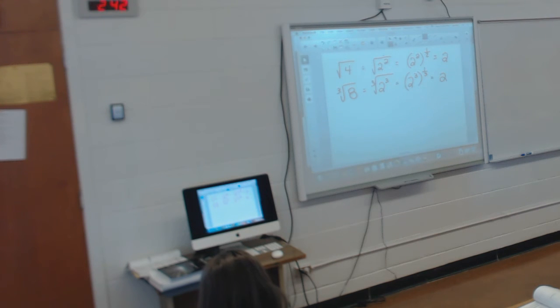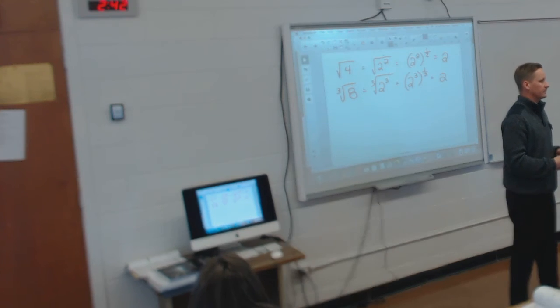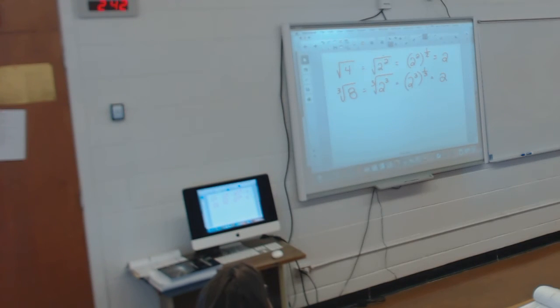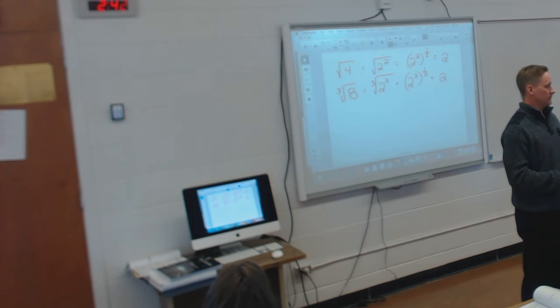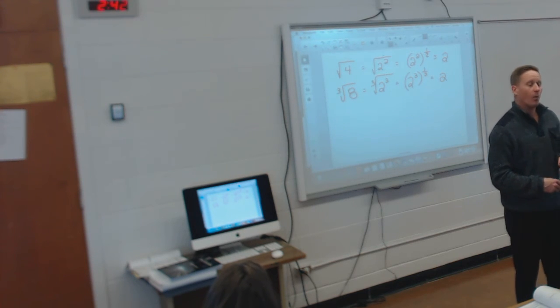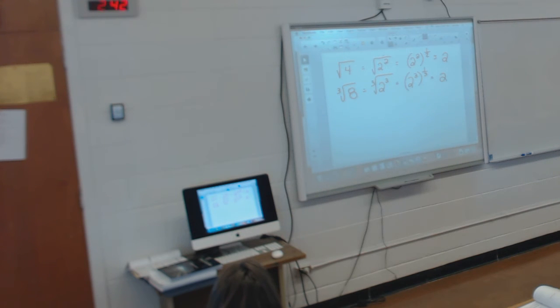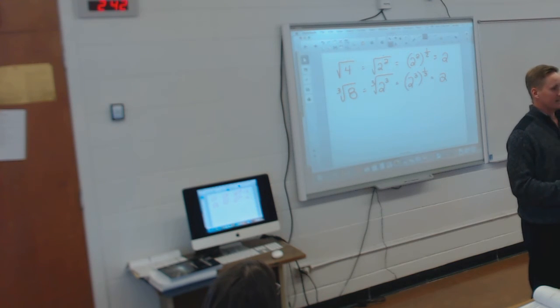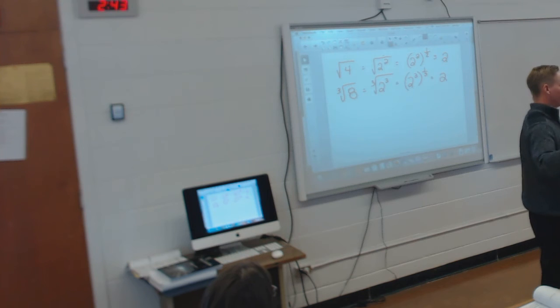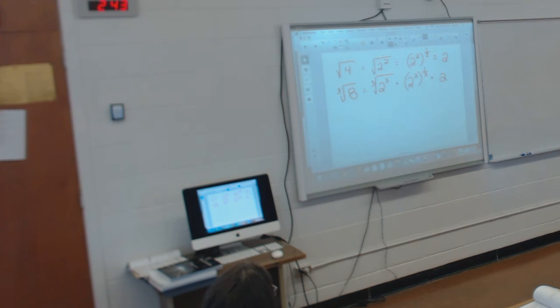Okay, I want you to work with me for a minute here. What is the cube root of 8? 2. What is the cube root of 27? 3. What is the cube root of 64? 4. Cube root of 125? 5. You see how this is working now? So the cube root is: what number do I multiply by itself three times to get you there?